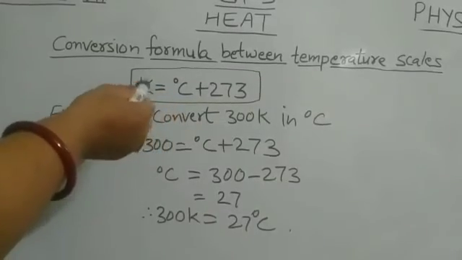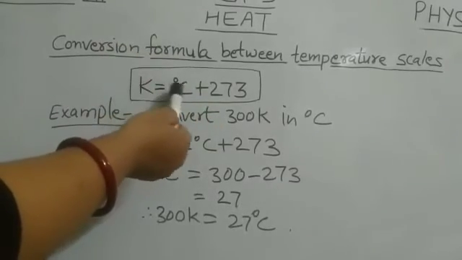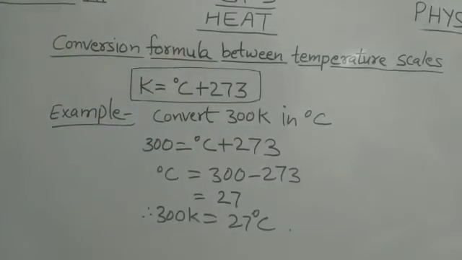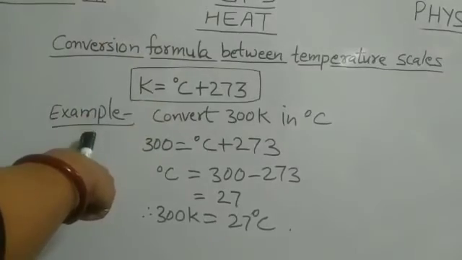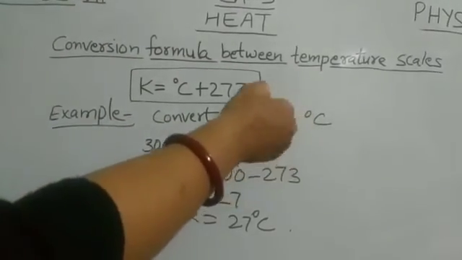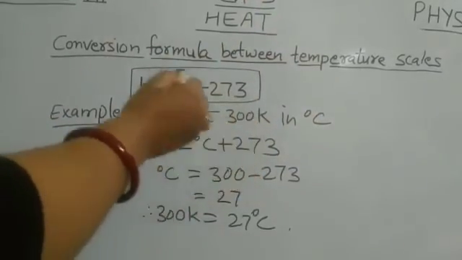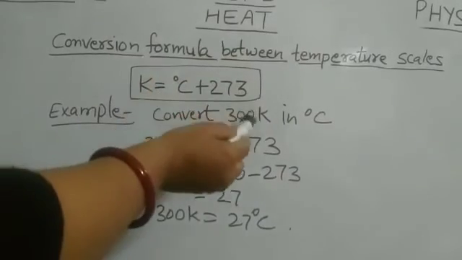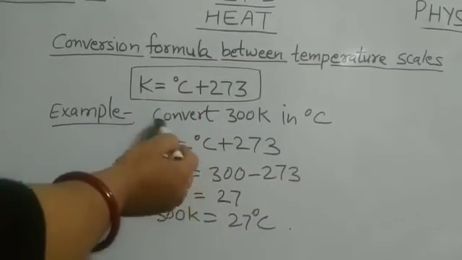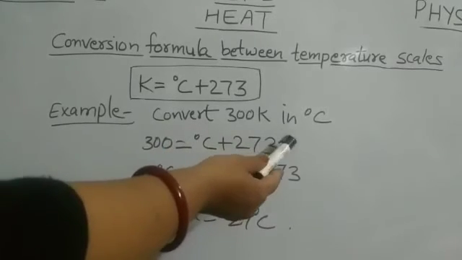So we have also a conversion formula between Kelvin and degrees Celsius. For example, we have to convert 300 Kelvin in degrees Celsius. Here K stands for Kelvin. So we will put the Kelvin value in this formula, that is 300. So we will get 300 is equal to degree Celsius plus 273.